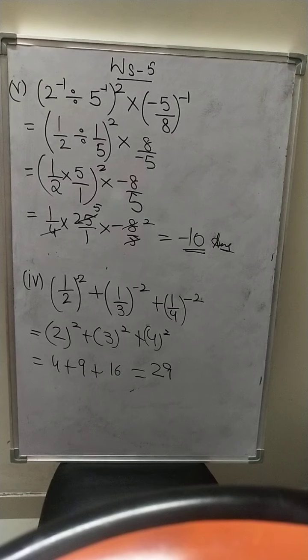After that, let's do question number 6. So what was the mistake I made in the previous question? The mistake was that I forgot to take the whole square sign, and now I'll be doing the sixth question. So the sixth question is a very simple question.